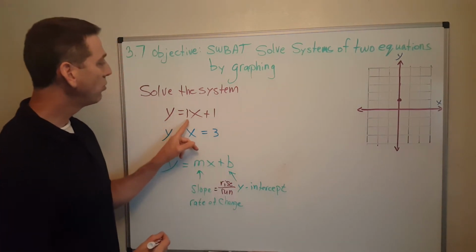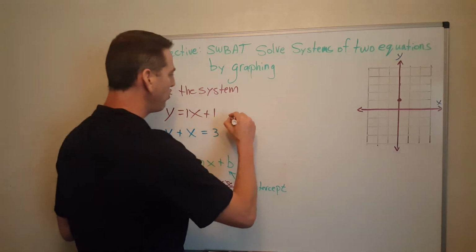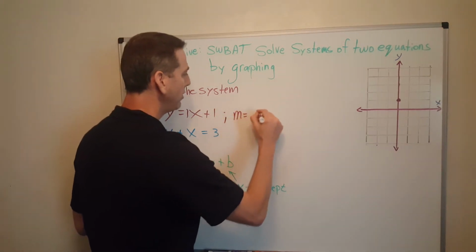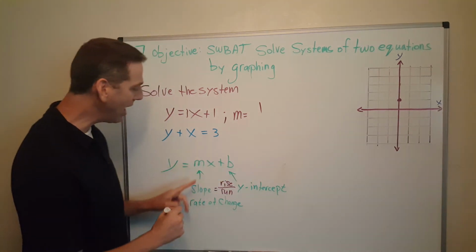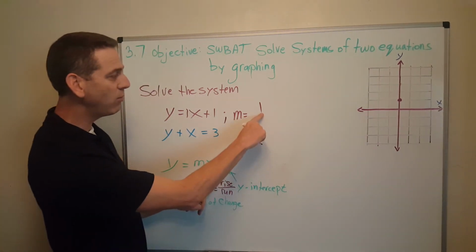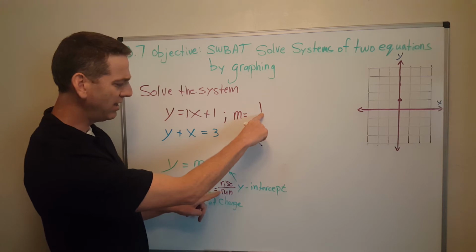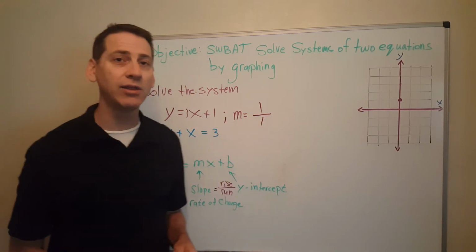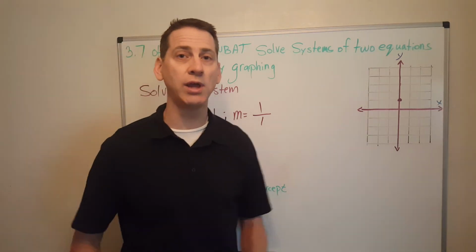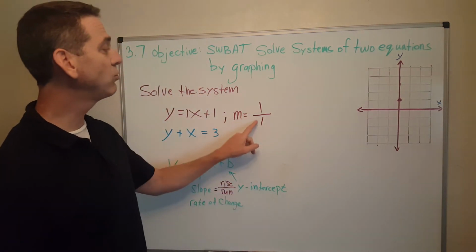Okay, so what would be my slope here? My slope is 1, correct? However, I need a run. I have a rise. My rise is 1. What's my run? I need a run down here. Well, I can just stick a 1 down there, right? Because 1 divided by 1 is just 1. So my rise is 1, my run is 1.